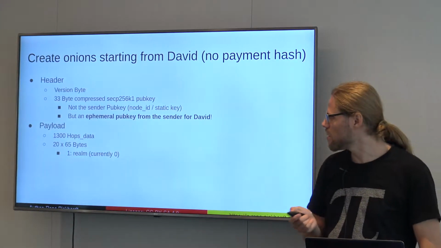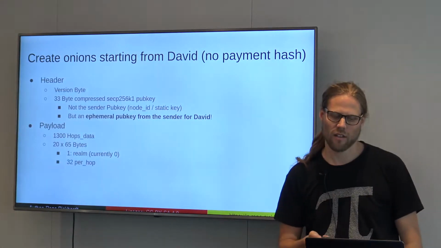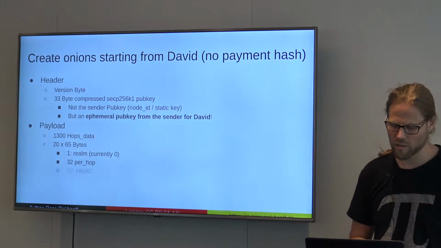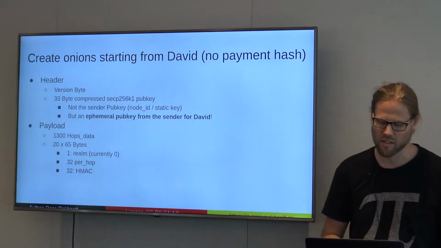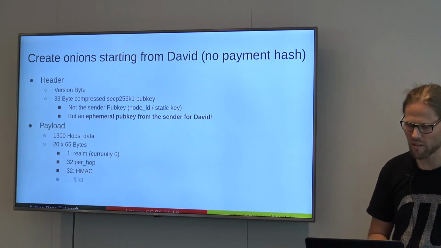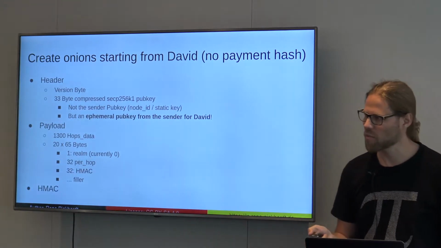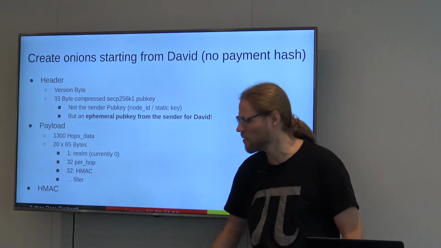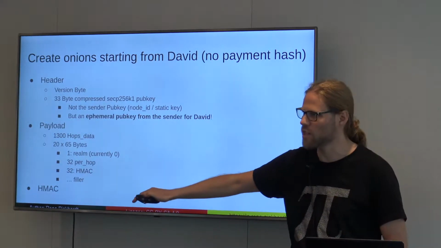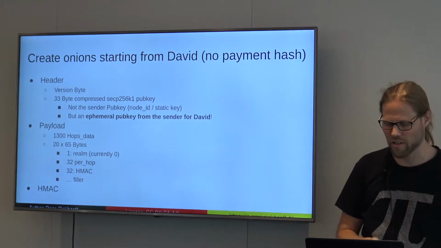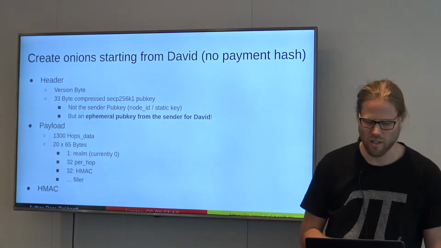The first one is the realm, which is currently set to 0. It's kind of like another version in there. Then there is 32 bytes of per hop payload, and 32 bytes of an HMAC to verify that this particular per hop data is the one that's supposed to be there. And then there is some filler in the payload, and as I said, I won't discuss the filler completely. Once you have the header and the payload, you have another HMAC for the entire onion to verify the integrity. So the question is, what kind of data do we store in the per hop data?